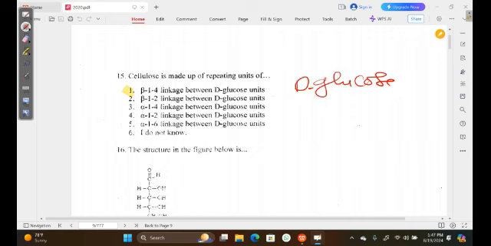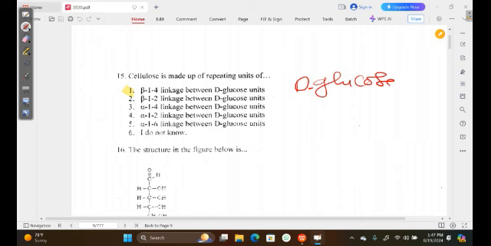Lactose had a beta 1,4 glycosidic bond, but it was between galactose and glucose. But in this case, when we look at cellulose, cellulose is a polymer, meaning it's made up of a lot of units. It is made up of a lot of glucose units.